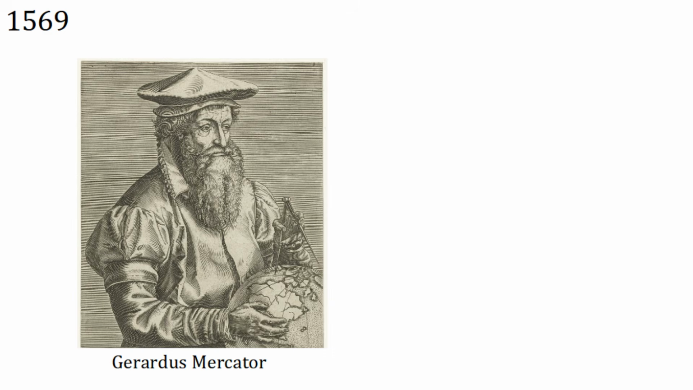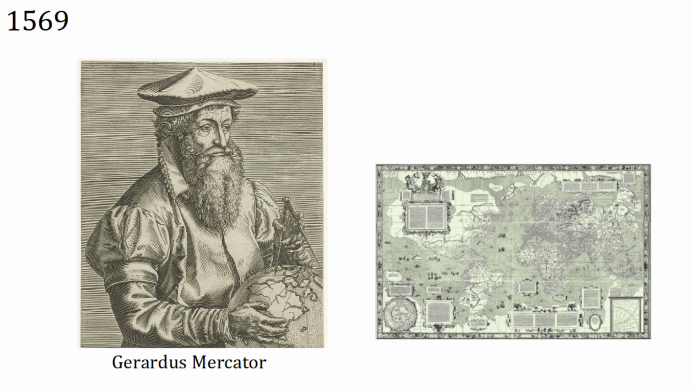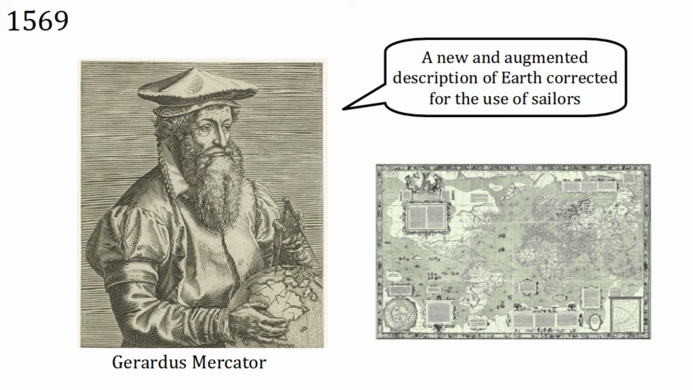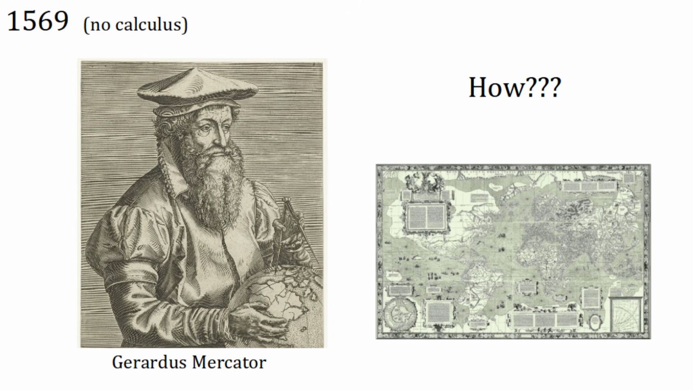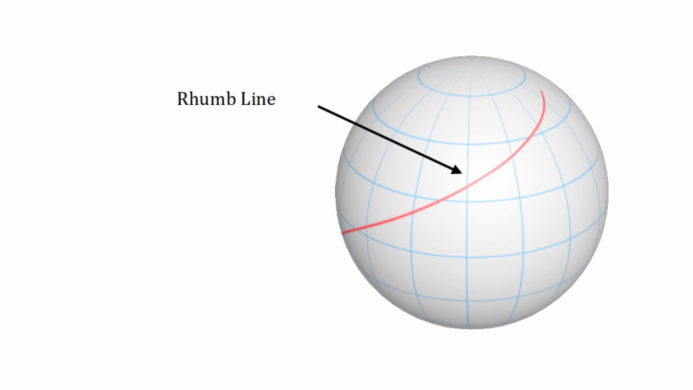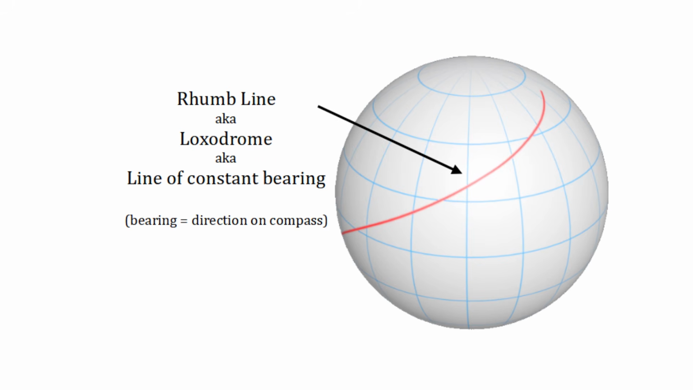In fact, Gerardus Mercator himself first published the map in 1569 as a new and augmented description of Earth corrected for the use of sailors. But wait a minute, in 1569, calculus wasn't even invented yet. So how did he come up with it? Well, he never explained how he made it, but it was probably using data from rhumb lines, aka loxodromes, aka lines of constant bearing.